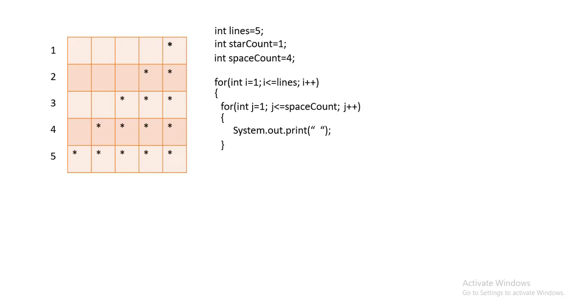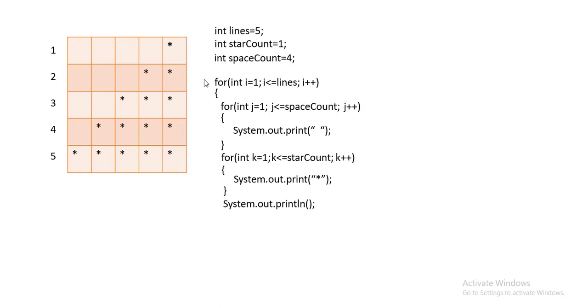Then we use another for loop to manage the stars. This for loop is going to start from 1. It goes up to the star count variable, that is 1, and each time we are going to increment k by 1 because we need stars one after another on the same line. Then print a star inside this for loop. So that is the loop to manage the stars. We know that every time a line is completed we need to shift to the next line. So come out of this loop and print a new line. Use System.out.println statement to shift to the next line.